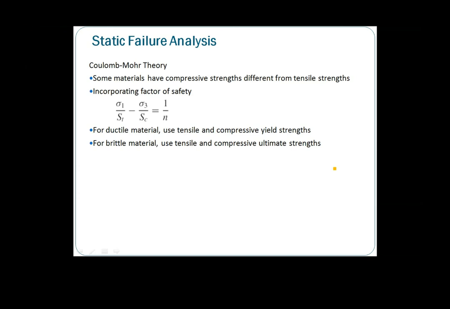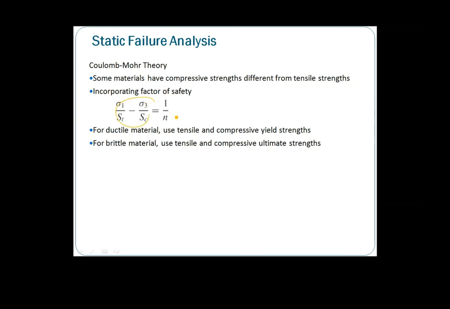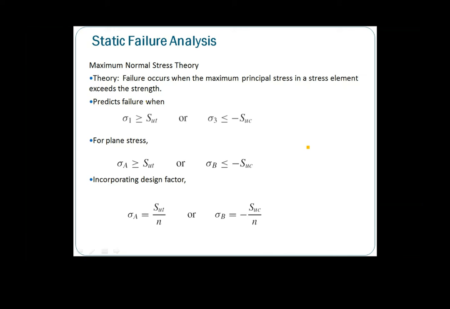So basically, it compares your sigma 1 with the tensile strength, and sigma 3, your minimum principal stress, with the compressive strength. The difference between them is then compared with the factor of safety. If you have a ductile material, then it's the yield strength, tensile and compressive yield strength. If you are using a brittle material, then it's the tensile and compressive ultimate strengths.